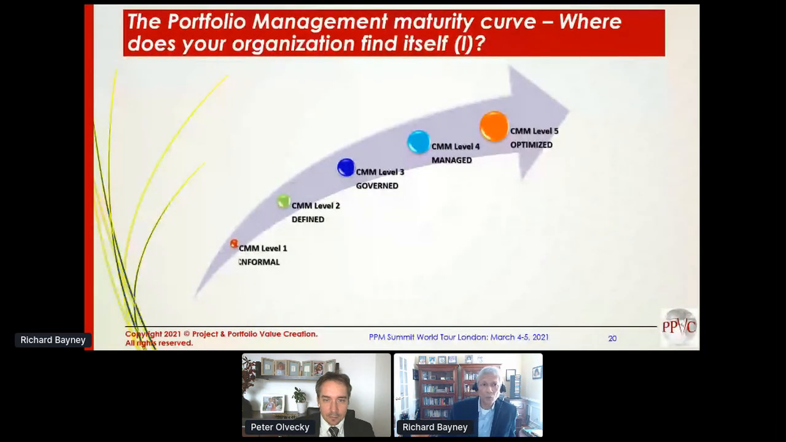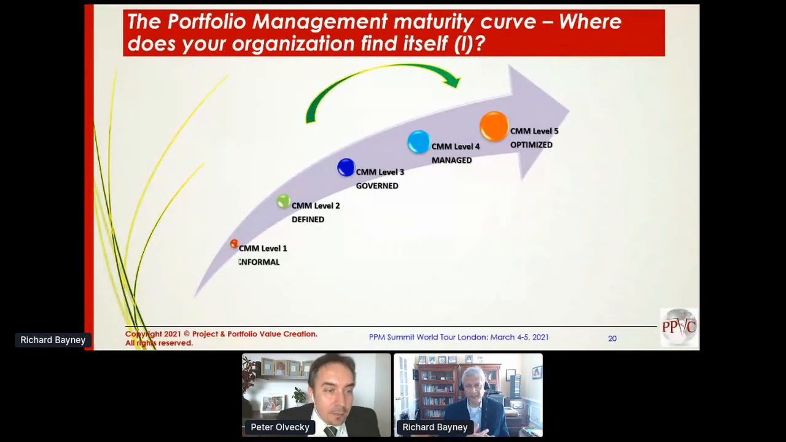So, where do you, or where does your organization, find itself in the capability maturity curve, starting with CMM level 1 and moving all the way up to CMM level 5? Clearly, everyone wants to go left to right.